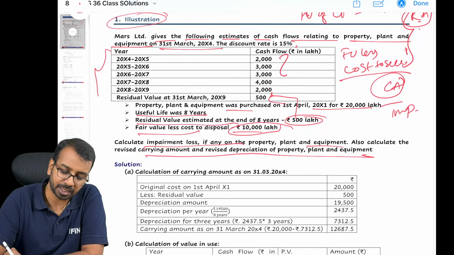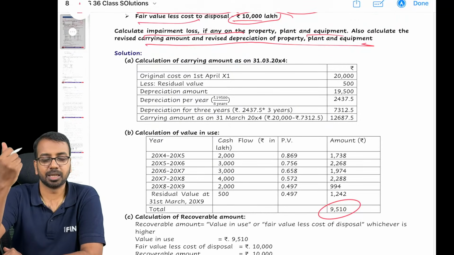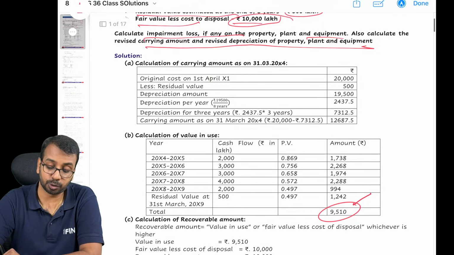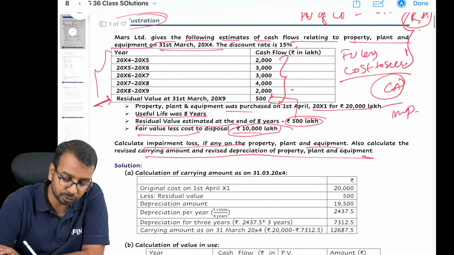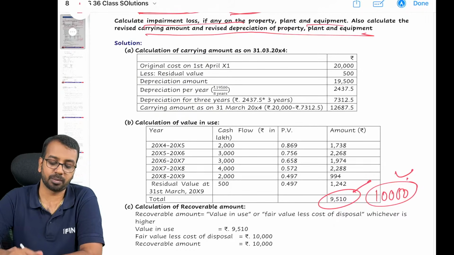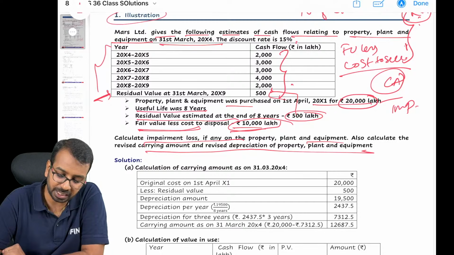How to calculate? First, calculate the present value of this. Present value of this comes to 9510. I think, given the number of questions you have done in FR and largely in AFM, you should be able to do this directly. 9510. Here, the only thing is residual value should also be considered. Then, fair value less cost of disposal is how much? Fair value less cost of disposal is 10,000. Higher is 10,000. So, 10,000 becomes the recoverable amount. What is the carrying amount? Purchase for 20,000. 20,000 minus 500, 19,500. Depreciation for 3 years is 7,312.